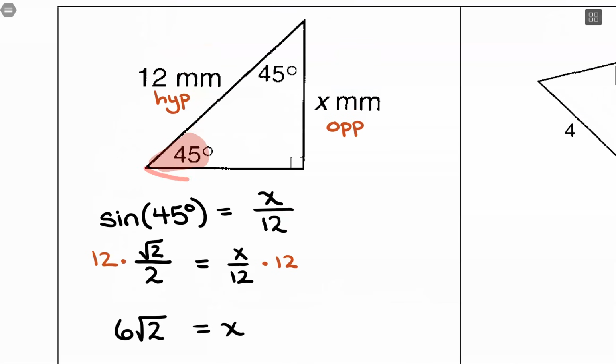And then just keep in mind, if we needed to know this other missing side length with the 45, 45, 90, those would be exactly the same. So that would also be 6 root 2 millimeters.